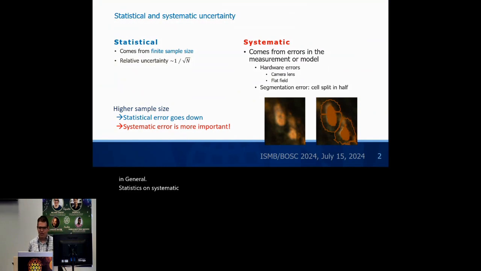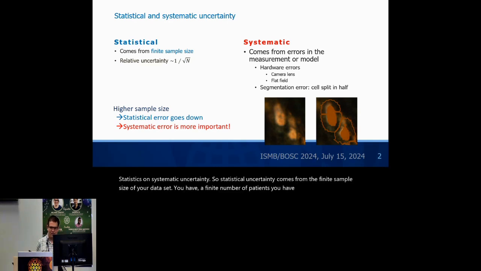Statistical uncertainty comes from the finite sample size of your data set. You have a finite number of patients, a finite number of cells, a finite number of reads in a genomic analysis. We do multiplex immunofluorescence, but everything I'm going to talk about here is not specific to that and could be used in genomics or pretty much anything. Your statistical uncertainty is going to go down, typically following a Poisson distribution. The relative uncertainty goes down by 1 over square root of n.